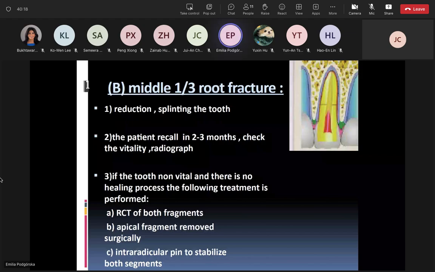If the tooth is non-vital and there is no healing process, the following treatment is performed: endodontic treatment of both fragments, or apical fragment removed surgically with an intraradicular pin to stabilize the segments.